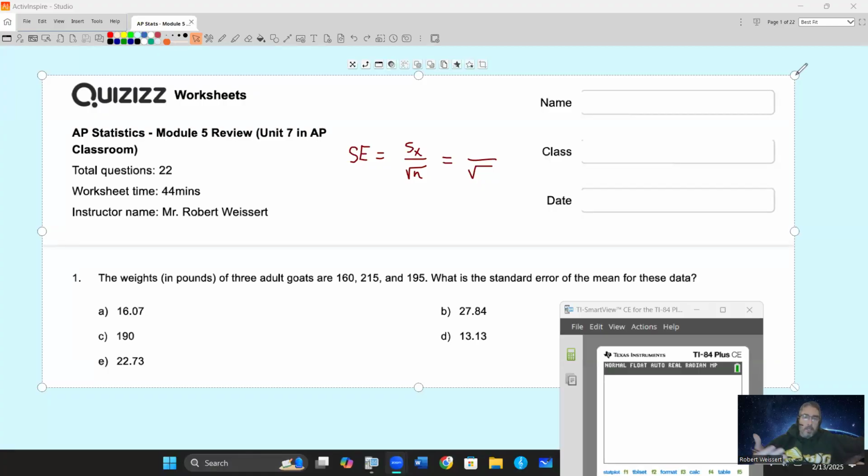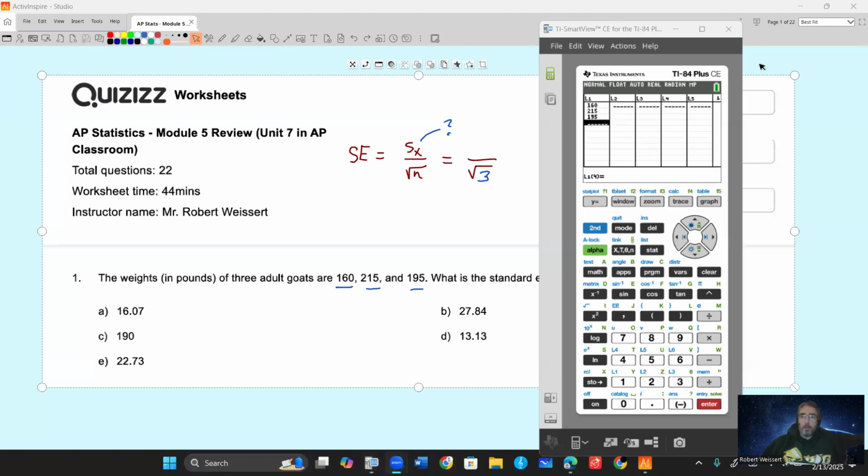So we know it's going to be the standard deviation divided by the square root of n. Of course, there's only three numbers in here. So n literally is just going to be 1, 2, 3. We just got to know what this number is. And let's not calculate it by hand. Let's use our calculator stat menu to get it.